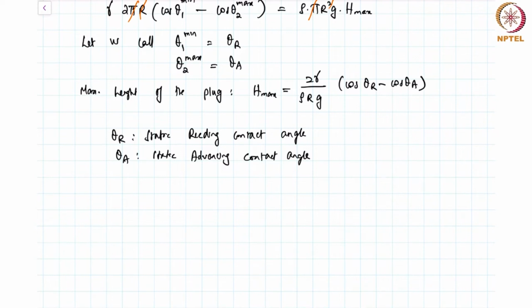Is there a limit at all? Why can't I say theta 1 max goes all the way up to the maximum possible angle, which is 180 degrees or pi, and why can't I say theta 1 min goes all the way down to 0 degrees? Well, the reason for this is that one can carefully determine these parameters. These are determined experimentally.